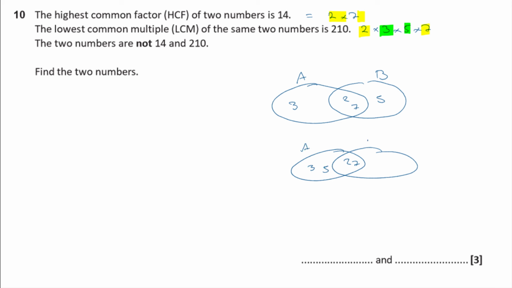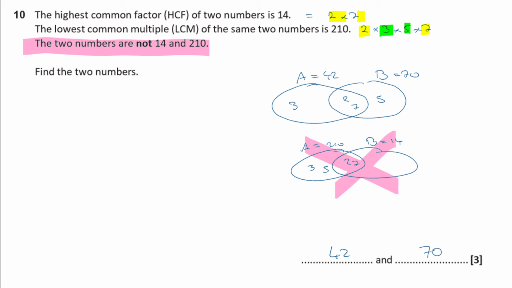So the first situation would make A 2 times 3 times 7, which is 6 sevens, that's equal to 42, and B would be 2 times 7 times 5, that would equal 70. In the other scenario, B would be equal to 14, and A would be 2 times 7 times 3 times 5, which is 210. Now we're told specifically that the two numbers are not 14 and 210, so that scenario is not what's happening. So it's going to have to be the other one, that the first number is 42, and the next number is 70.